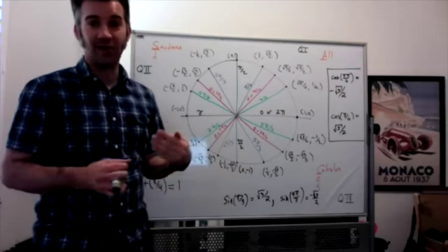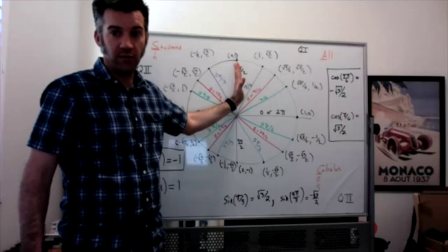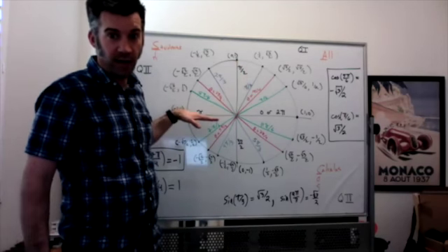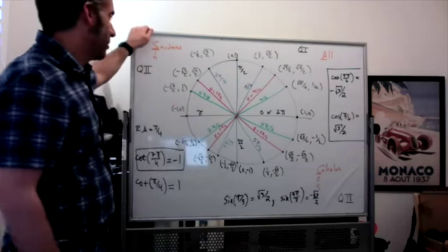But a quadrantal angle isn't in a quadrant, right? 90 degrees isn't in quadrant 1 or quadrant 2. It's between them. Pi radians isn't in quadrant 2 or quadrant 3. It's between them. So that's what this will do.